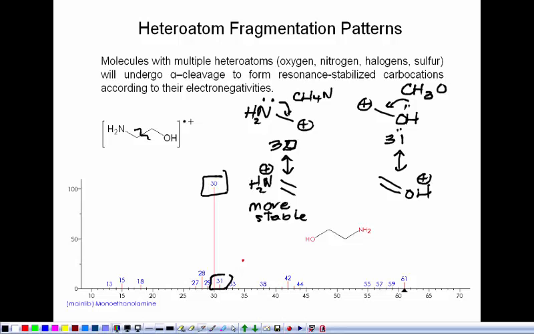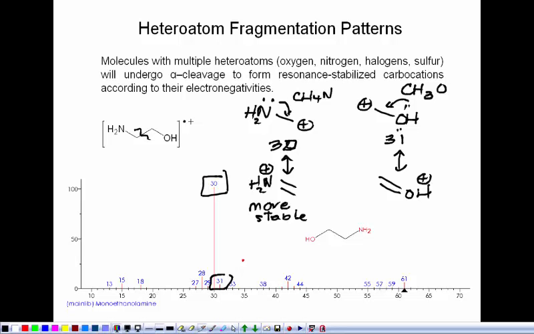Now, in past years, I haven't gone through fragmentation very much. But I think what it does help us do is it gives us an opportunity to practice drawing resonance structures, and it sets up benzylic carbocations and also these types of acylium or alpha cleavage type carbocations that you're going to see in lecture later on.